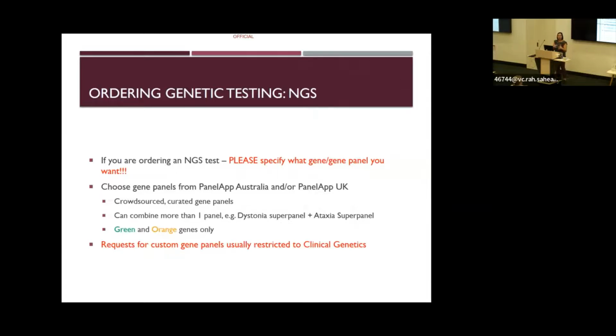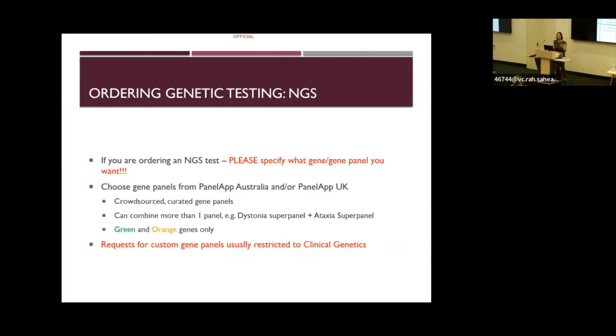So now we're moving towards using our gene panels from Panel App Australia or Panel App UK. You can look that up yourself on the internet, and they're crowdsourced, curated gene panels that a bunch of experts have gone together and thought, yeah, I think this gene needs to be on this panel. And so you can combine more than one panel from the Panel App or Panel App UK. So say if you want to do the dystonia super panel plus the ataxia super panel, very easily done.